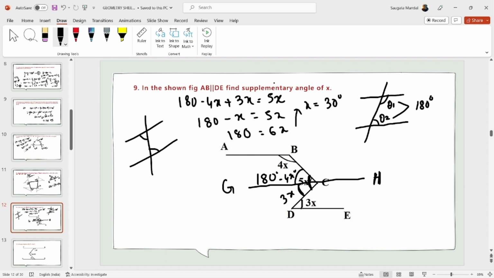And in the question, it is asked for the supplementary angle of x. What is the supplementary angle of this angle x? That is 180 degree minus 30 degree. That means 150 degree. The answer of this question is 150 degree.